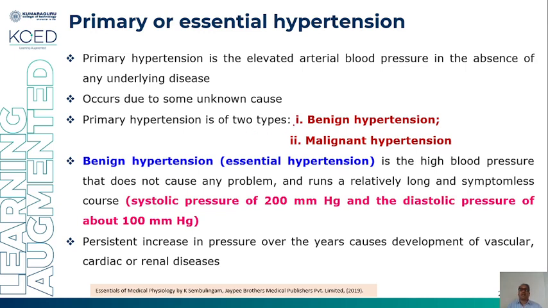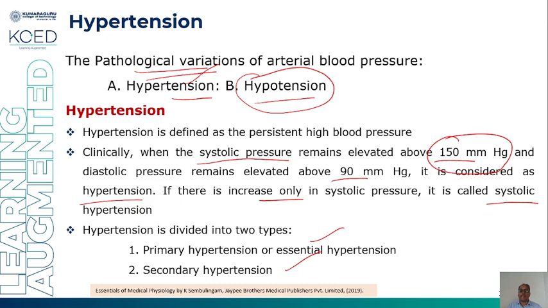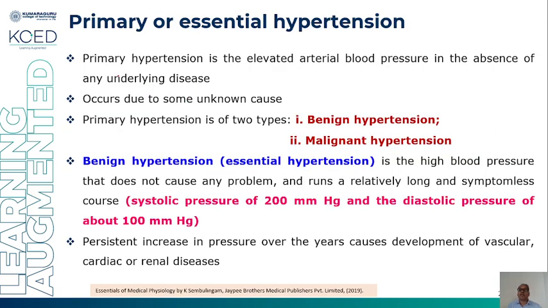Primary or essential hypertension means there is no underlying disease, no kidney problem, no diabetes, no cardio problem, but there is an elevation in arterial blood pressure. Only elevation of arterial blood pressure is noticed without any disease. That is termed primary hypertension. This is again subclassified into benign and malignant.